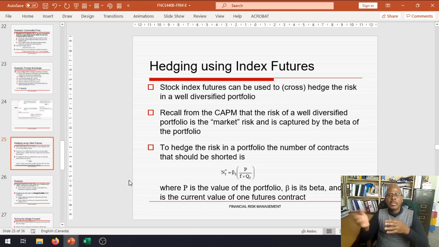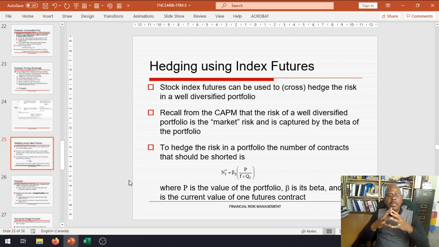And a classic example then is using index futures to hedge out market risk. So typically a portfolio manager will have a portfolio of about 20 to 40 stocks, so a well-diversified portfolio. The portfolio manager has been very judicious in her selection of the stocks. She's done her securities analysis, and she's picked stocks that she thinks are going to do well relative to their industry, relative to their market. She's picked stocks that have so-called positive alpha.